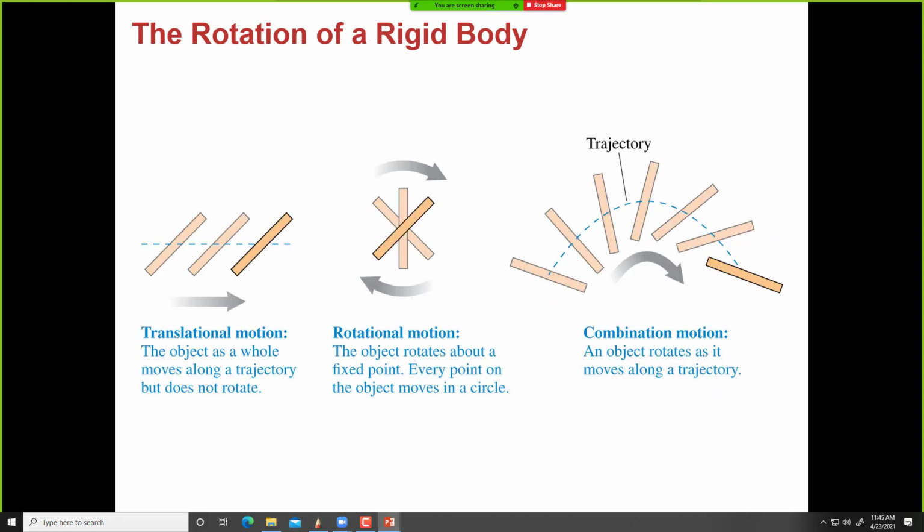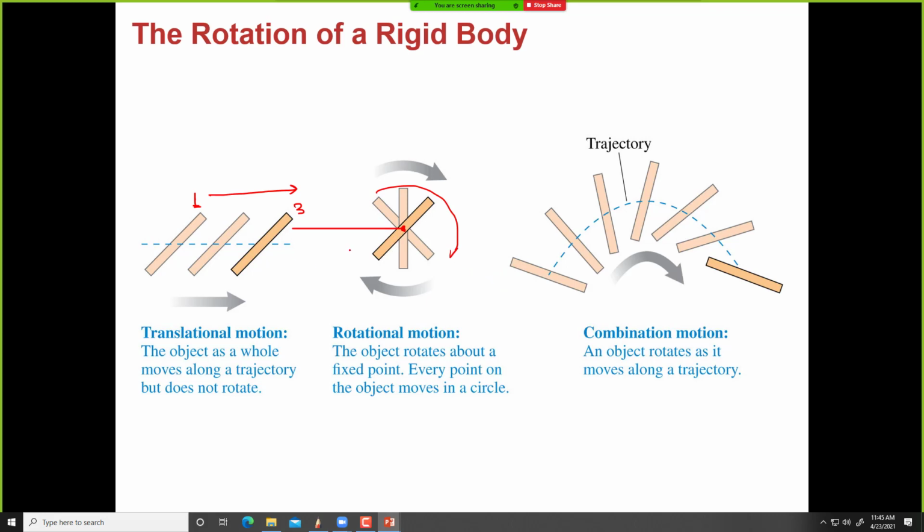And here we will be talking about the combination of translational motion and rotational motion. So translational motion is you have a particle here, it's moving forward like that, from 1 to, let's say, here. And rotational motion is it's rotating about some fixed axis. So this is the axis, it's rotating like that. And here we will be talking about a combination of these two.